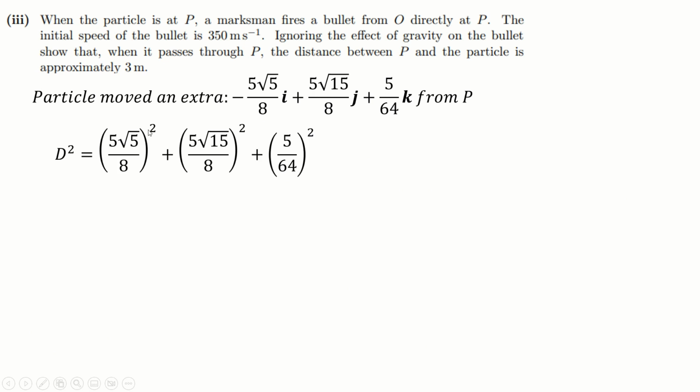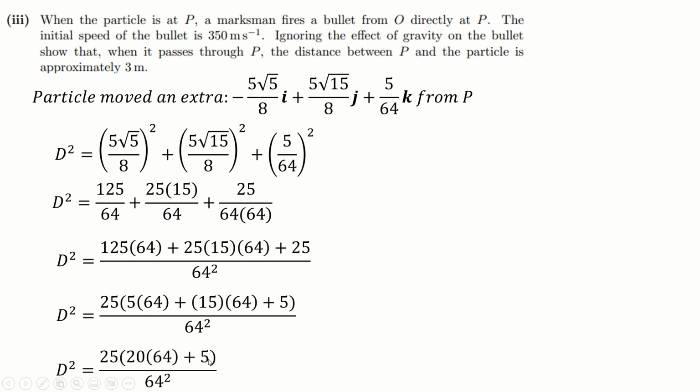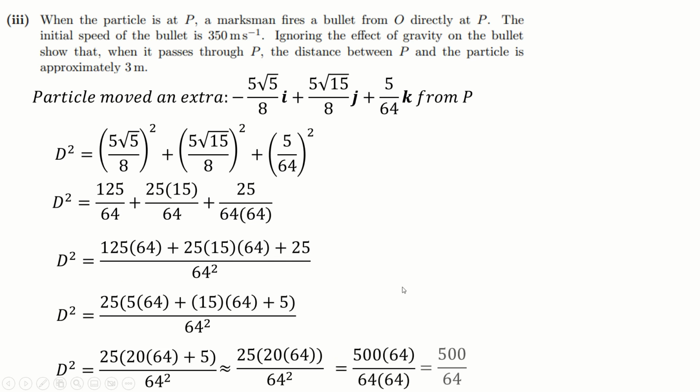Okay, so let's do this. Let's just square these things out. So 5 squared is 25 times 5 is 125, and then 25 times 15, and then just 25. I didn't really want to do anything here, so I just put 64s into both of these. And then I factorized 25 from all three of the terms in the numerator. And then, okay, well, 5 lots of 64 plus 15 lots of 64 is 20 lots of 64. And then I decided to just ignore this 5. Just ignore it. You know, it's small. This is roughly the same as 25 lots of 20 lots of 64, which is 500 lots of 64. Cancel the 64s, and that's the same as this.